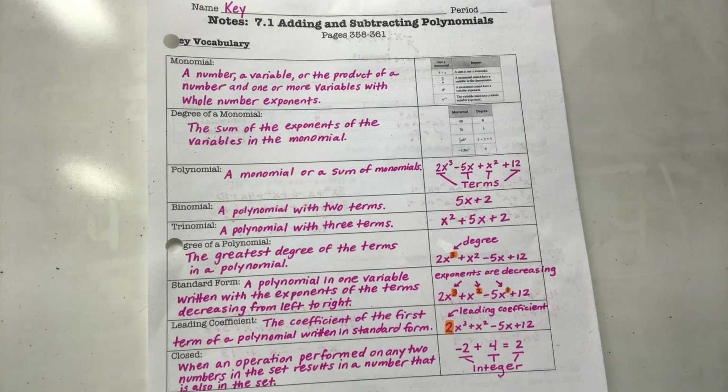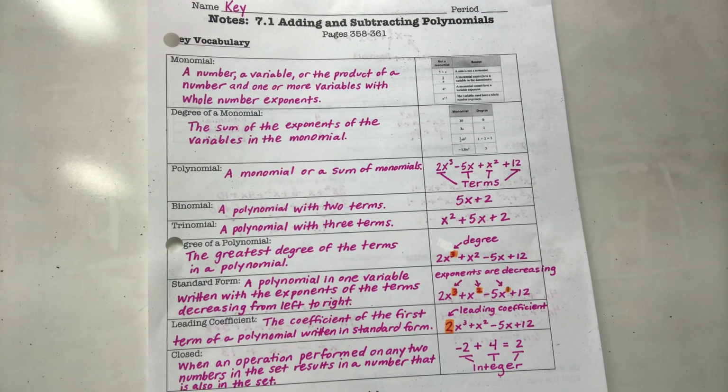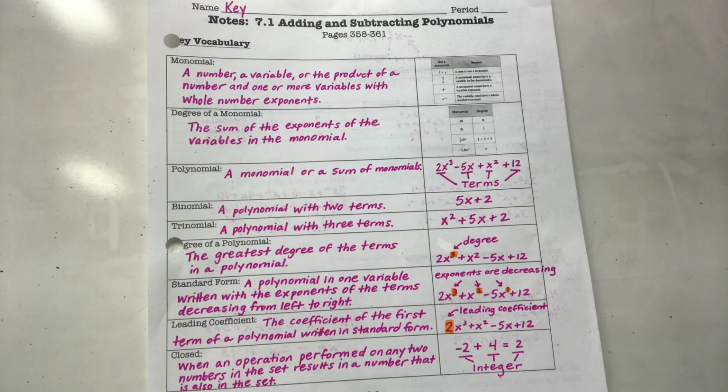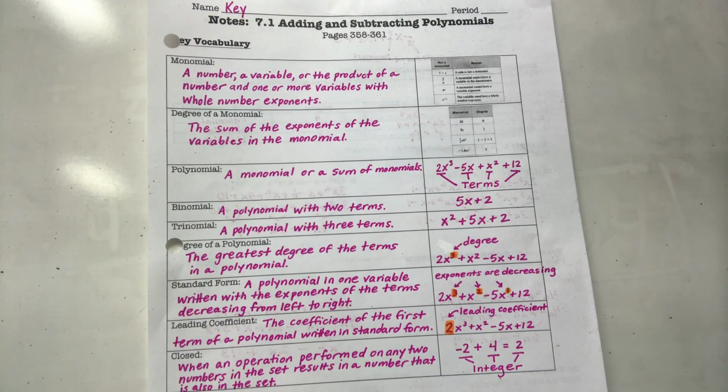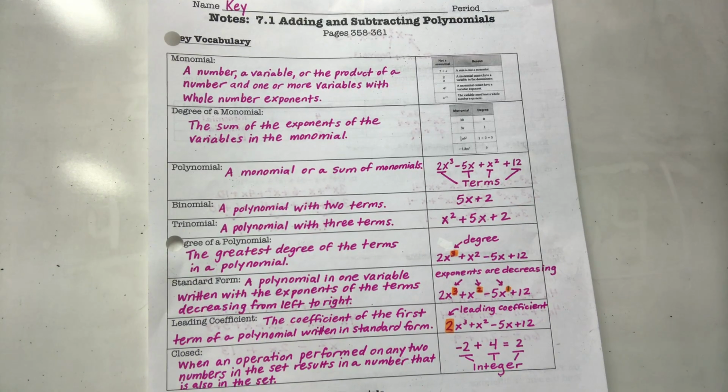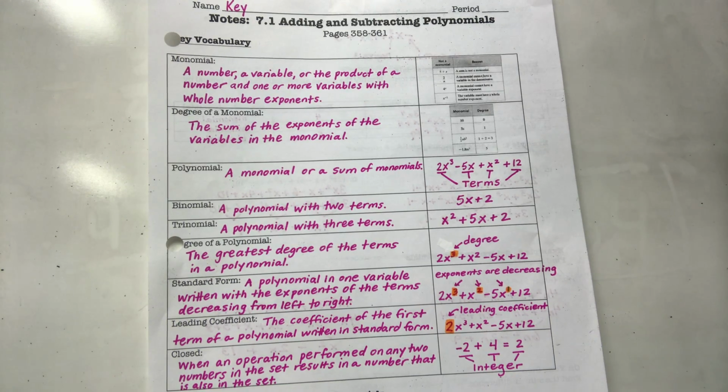In the problem 1/2 a times b to the second power, the degree of the monomial is 3 because a is a variable with an exponent of 1 and b is a variable with an exponent of 2, and 1 plus 2 is 3. On the monomial negative 1.8 m to the 5th power, the degree is 5 because we only have one variable and its exponent is 5.